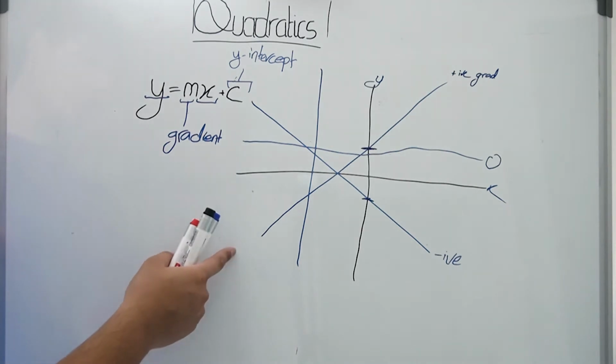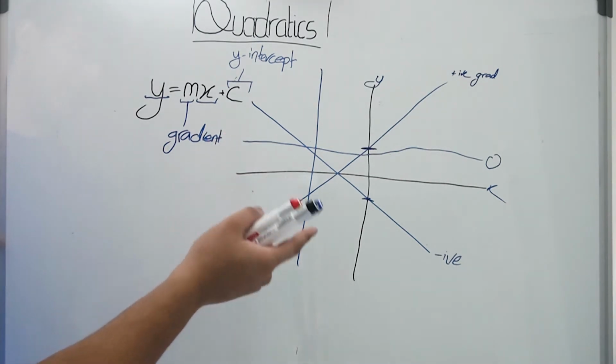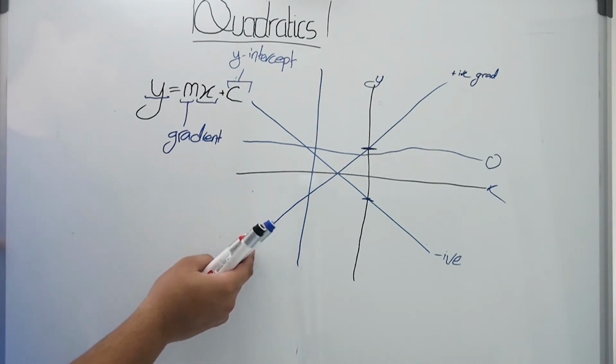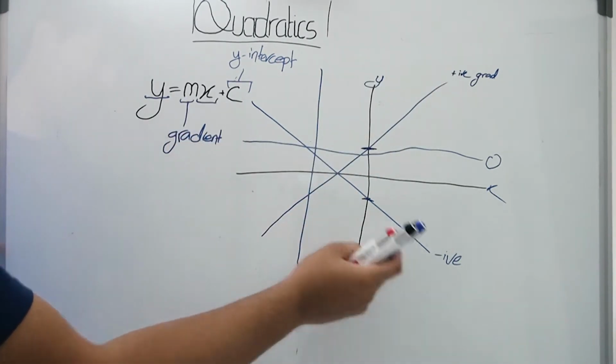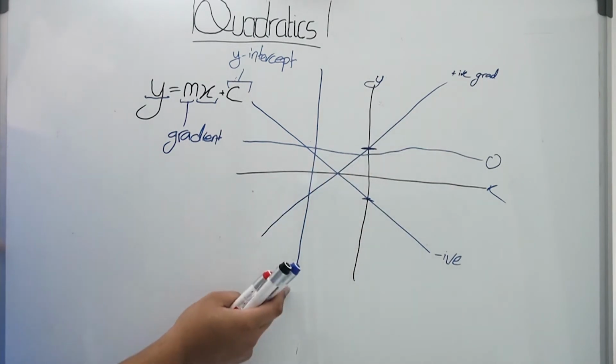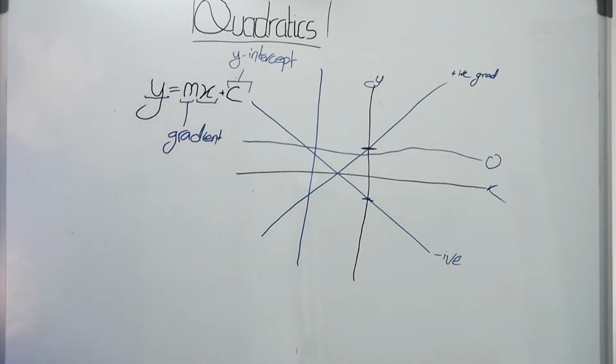So these are the four possibilities of a normal linear equation: a positive gradient, negative gradient, zero gradient, and undefined gradient. Let's move on to the quadratic equations.